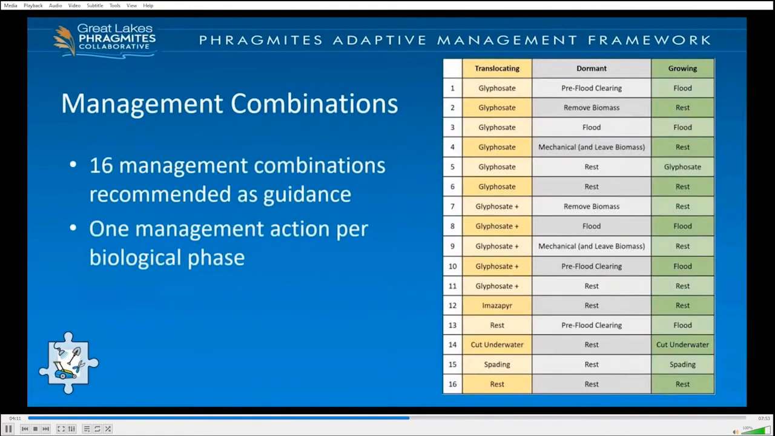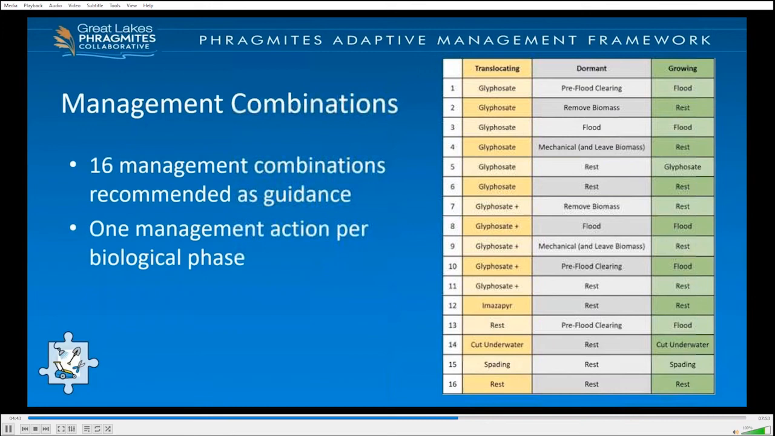These 10 management actions have been grouped into 16 potential combinations that reflect what land managers are already doing. These combinations detail 1 management action for each biological phase. Annual management guidance specific to each management unit will be provided as one of these management combinations. Each management unit will receive the combination that the model determines is the most likely to achieve the greatest reduction in Phragmites at the lowest cost for that particular site.